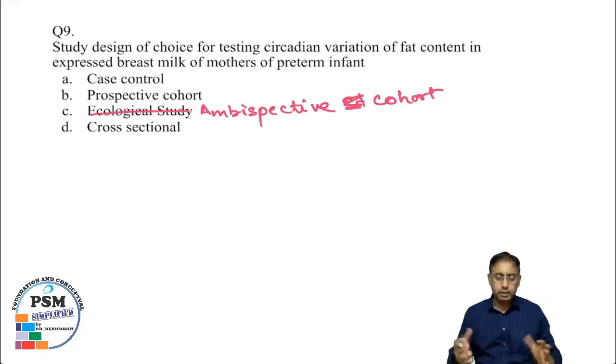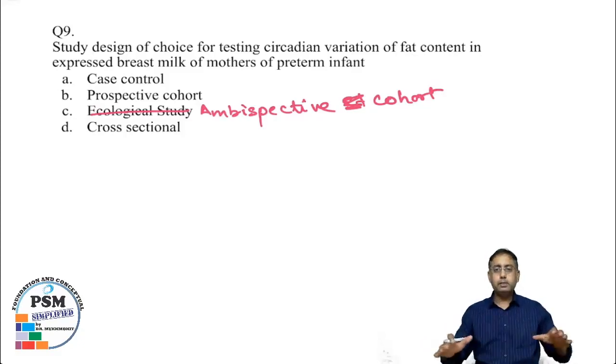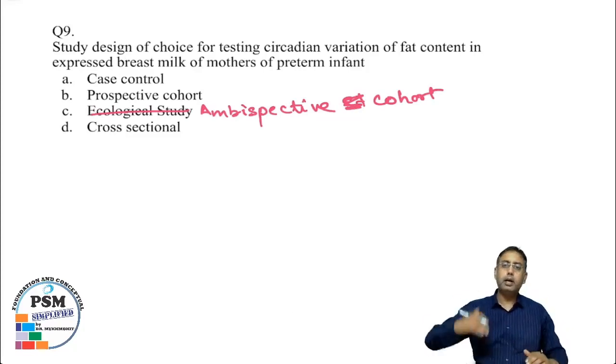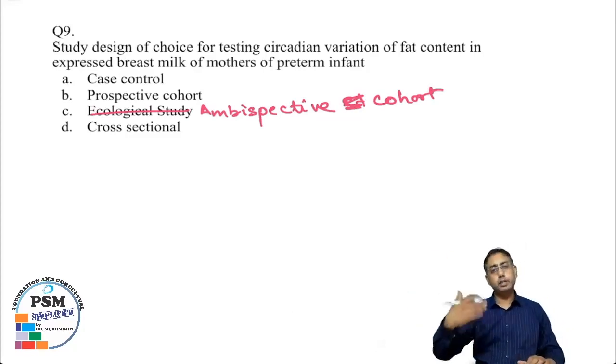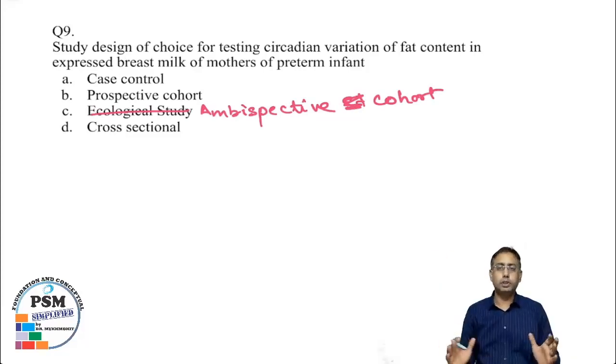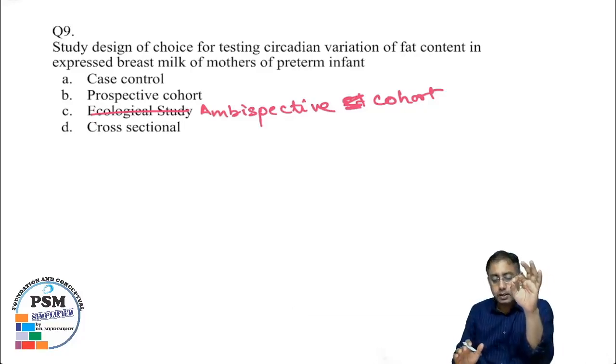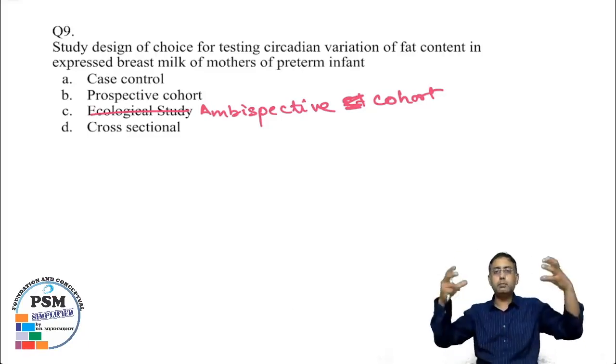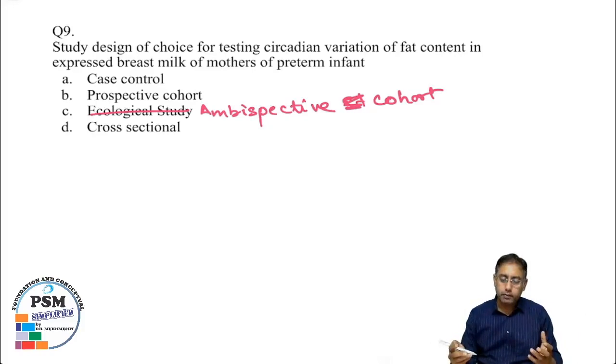See, if I want to do a cross sectional, I will take 100 females today. I will check their fat content today. I'll take another 100 females next time. I'll check their fat content. So it's like a cross section study. But now, what is this question? Study design of choice for circadian variation of fat content. So you are checking a mother morning, evening. You are checking a mother next day morning, evening. So you're checking 100 mothers in morning, you're checking 100 mothers in evening.